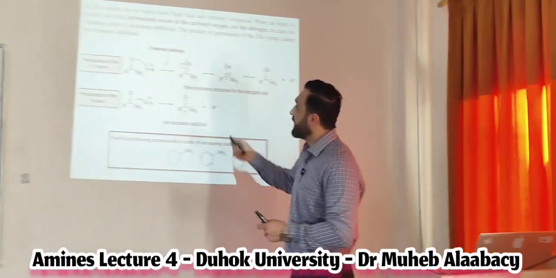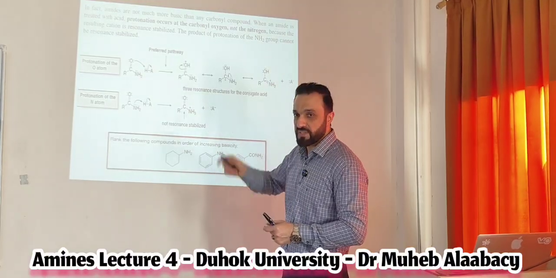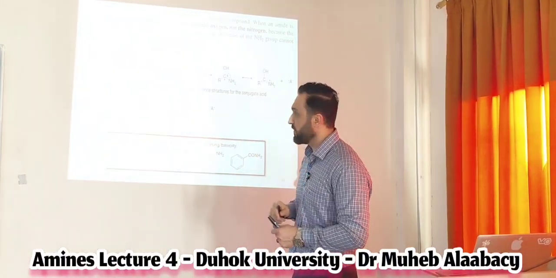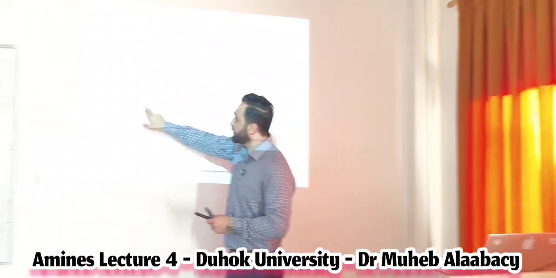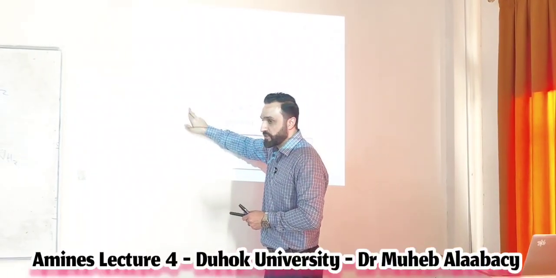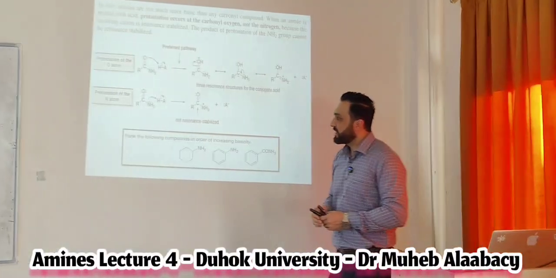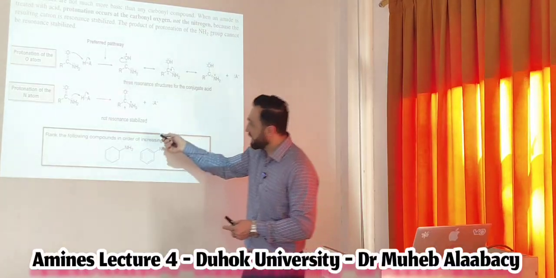That means when the proton goes to the oxygen atom, we have three resonance structures. Okay. Test it now. The unshared electron takes a proton. When the proton goes to the nitrogen, okay, it will give you this resonance structure, this intermediate product.